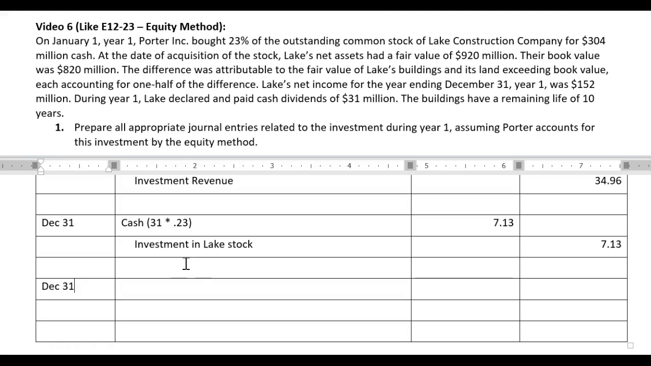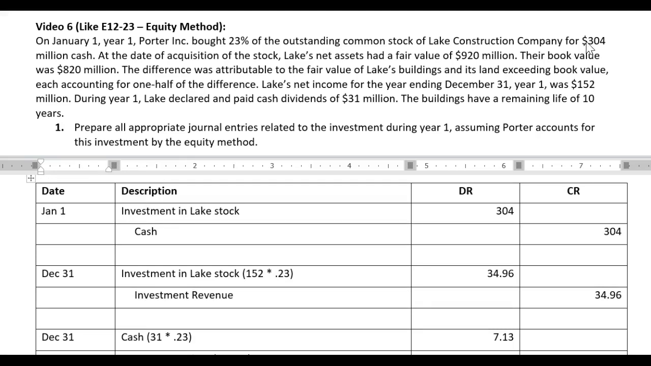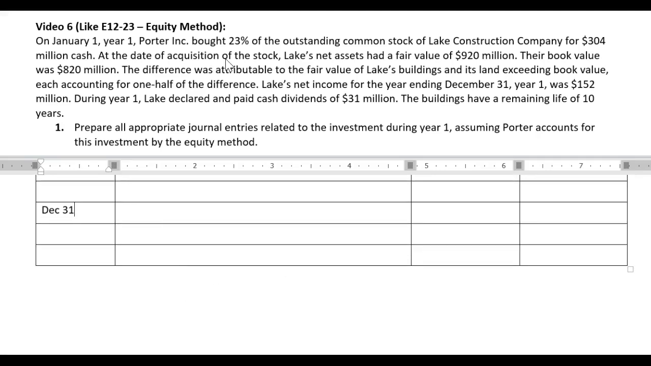So let's look at this purchase price. We paid $304 million for 23% of this company. Well, when we look at this company, the net assets of the company were only worth $920 million. So what does that mean to us? Well, if we went to value this company, we would take $920 million times 23%. In theory, that's the amount of this company that we actually purchased. So we paid $304 million, but if you multiply that out, we only received net assets of $211.60. You're like, wait, we paid $304 for something worth $211.60.